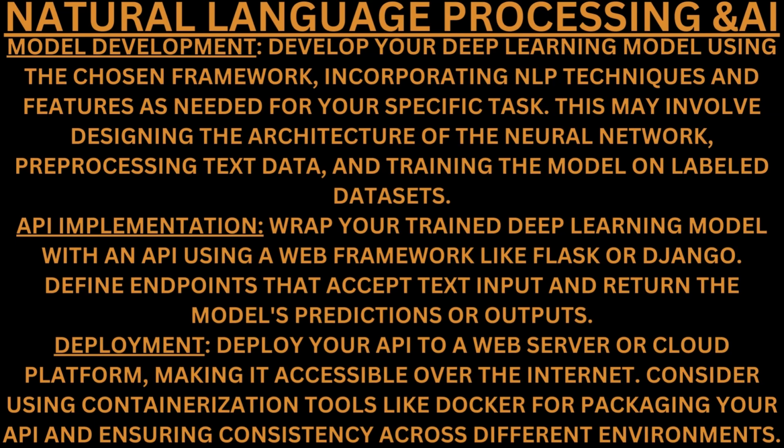API implementation. Wrap your trained deep learning model with an API using a web framework like Flask or Django. Define endpoints that accept text input and return the model's predictions or outputs. Deployment. Deploy your API to a web server or cloud platform, making it accessible over the internet. Consider using containerization tools like Docker for packaging your API and ensuring consistency across different environments.